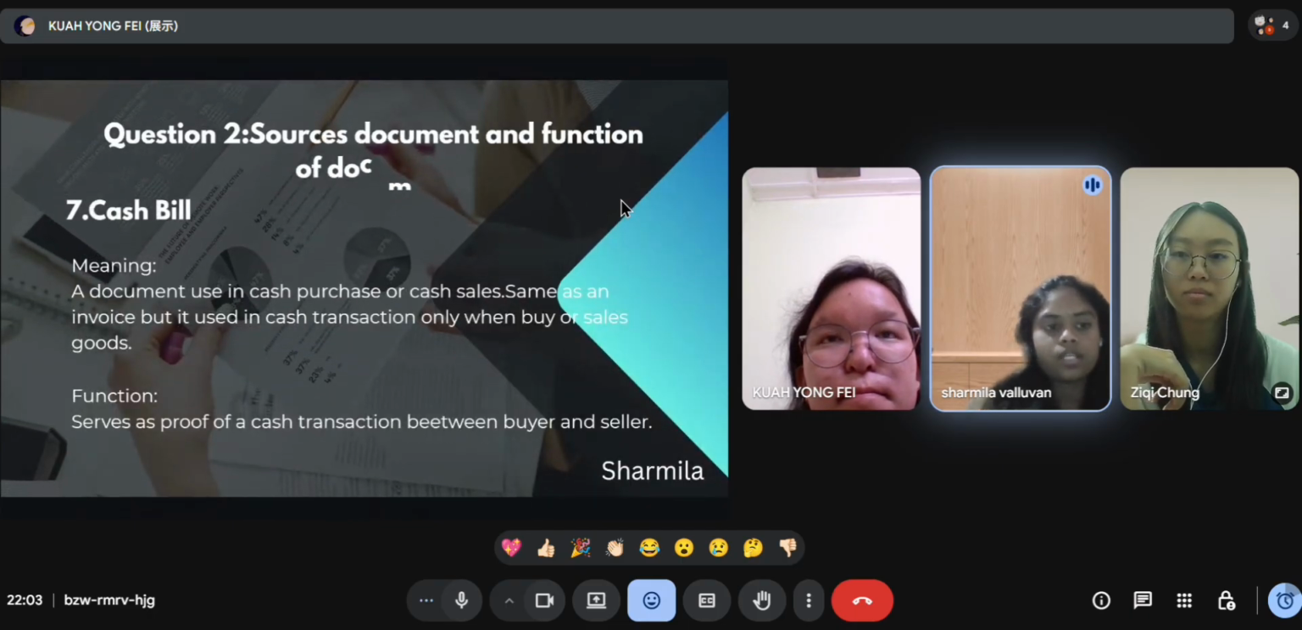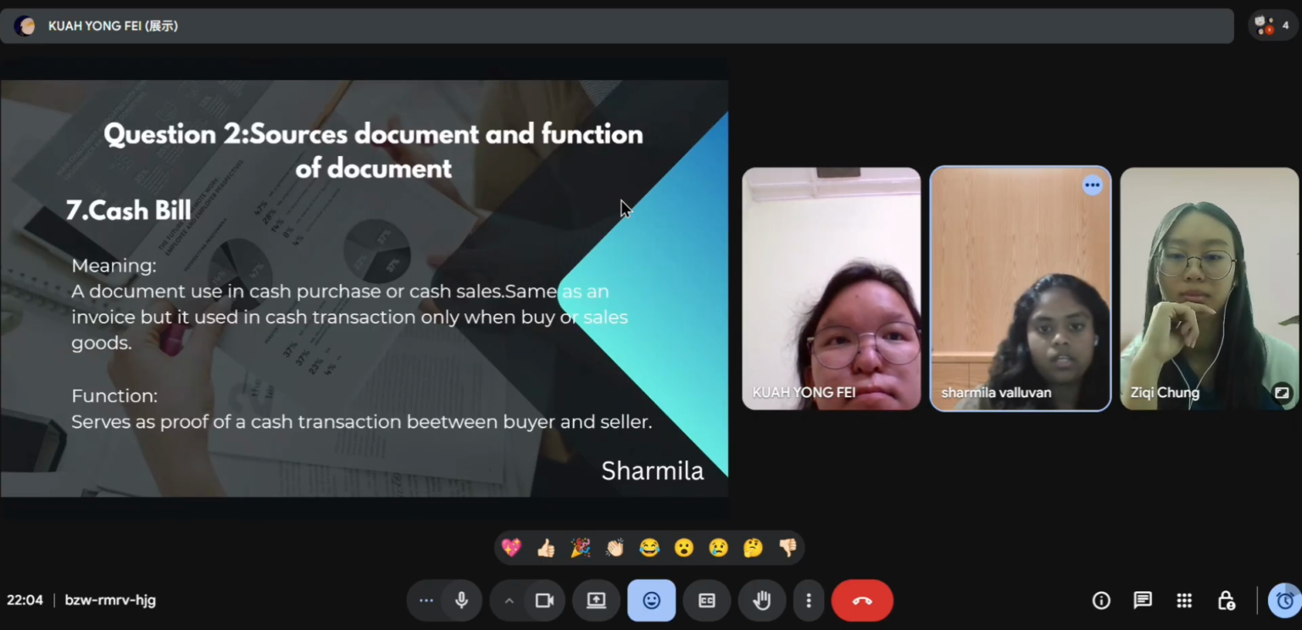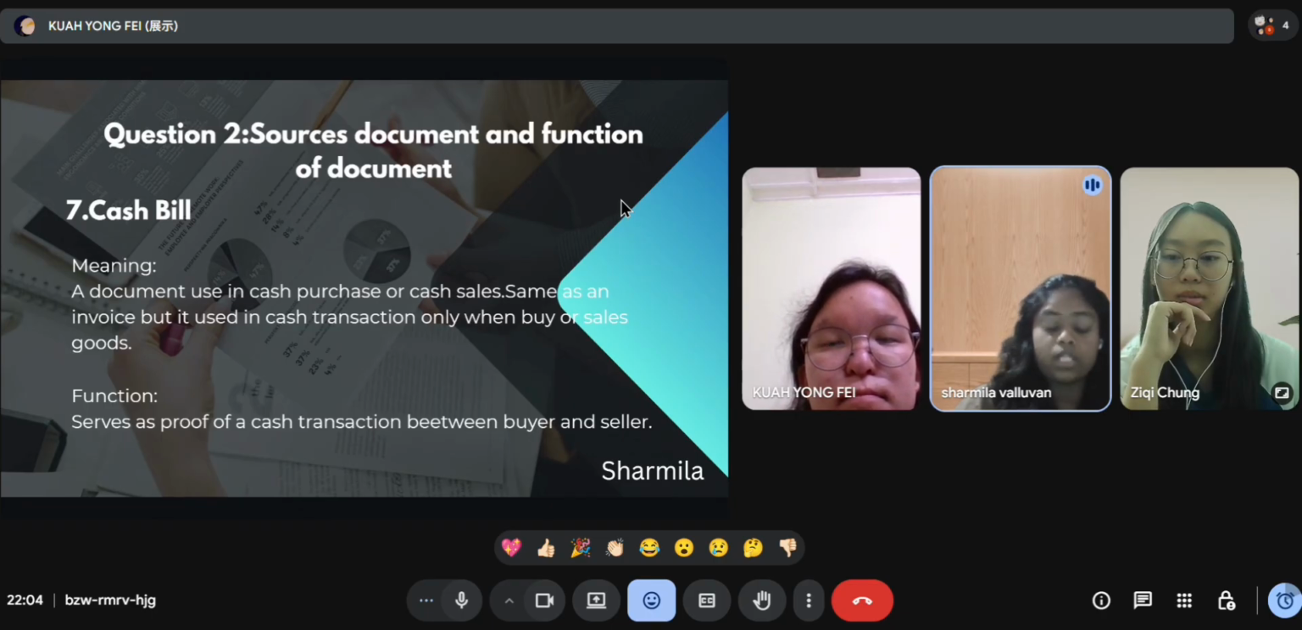The next one is the cash bill. The meaning of a cash bill is a document used in cash purchases or cash sales. It is the same as an invoice, but it is used in cash transactions only when buying or selling goods. The function is to serve as proof of a cash transaction between buyer and seller.